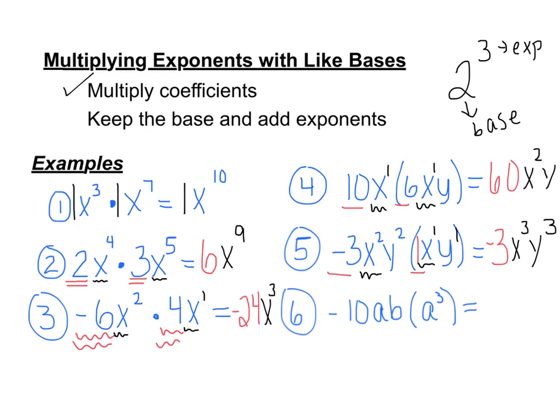All right. Last but not least, number 6, the coefficient here is negative 10. No coefficient over here but 1, so negative 10 times 1 is negative 10. Take the a's. I've got 1a, or a to the first, and a to the third, which becomes a to the fourth. And there's no b's to combine with, so I just tack on the b. Okay, so remember, the rule is multiply coefficients, keep the base, and add the exponents.